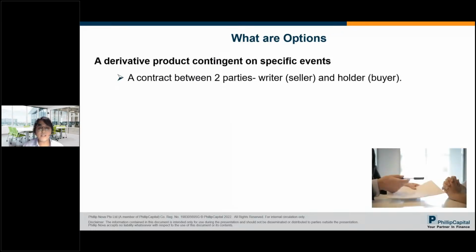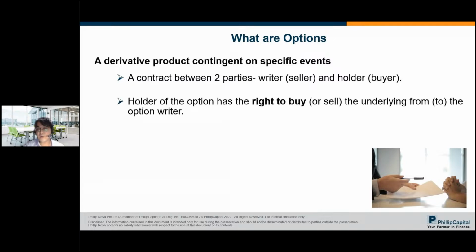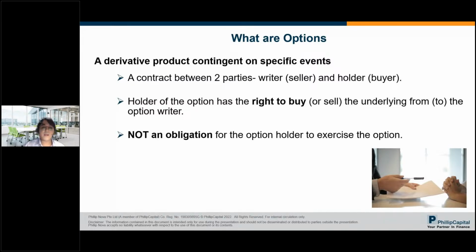Options are essentially a derivative product which is contingent on specific events. It's a contract between two parties, the option writer, which is the option seller, as well as an option buyer. The holder or the buyer of the option will have the right, again, it's the right, not an obligation, to buy the underlying asset from the option seller. Again, it's not an obligation. So as an option buyer, you can simply not exercise that option and you can just let it expire.